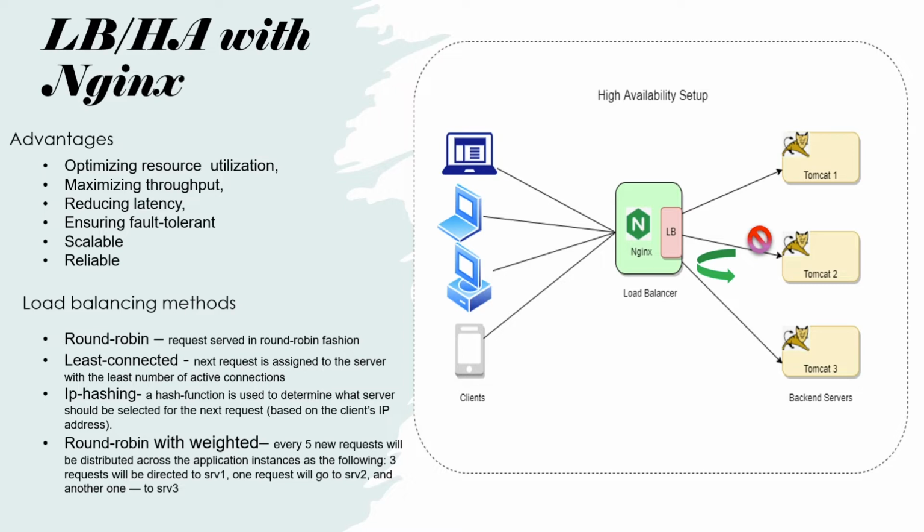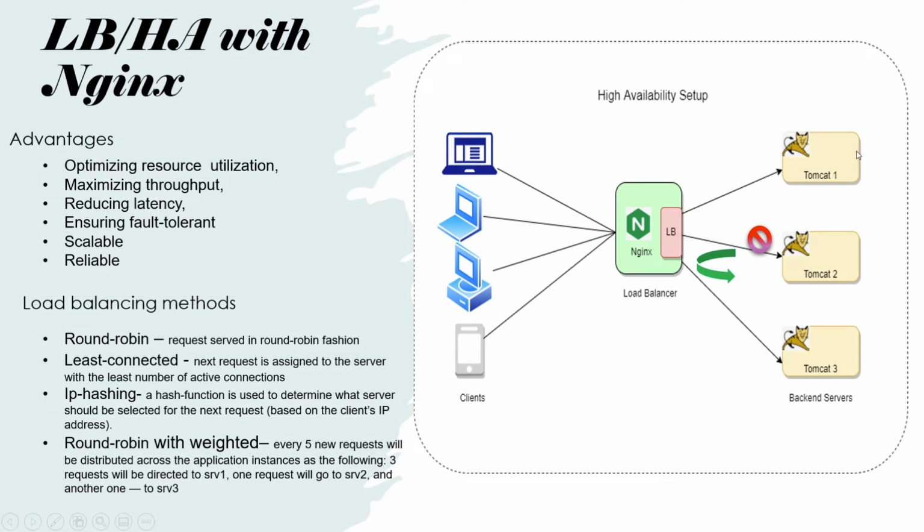Okay, so the third one is IP hashing. A hash function is used to determine which server should be selected for the next request based on the client's IP address. Okay, the last but not least, this is round robin with weights.